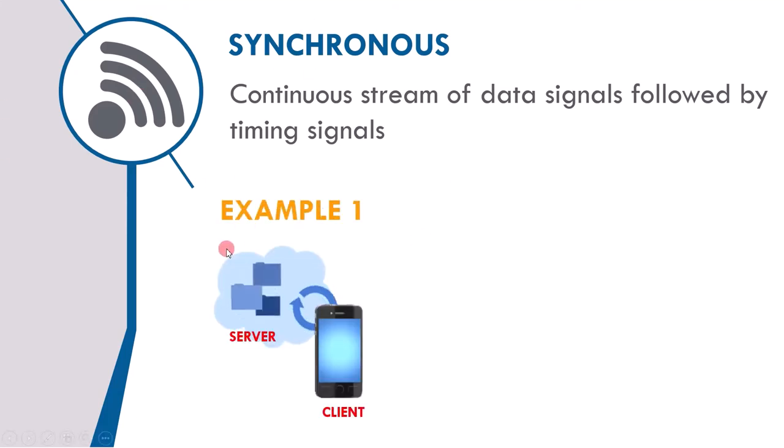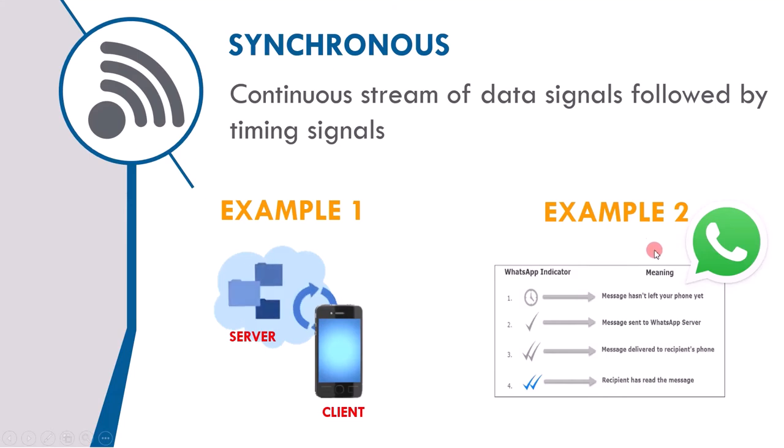Example 1. Suppose the client makes a call that goes to the server and waits until data is received, and then the response is sent back to the client. So here the calling function waits for the response before returning. Now let's see the second example. The client sends messages. This will go to the server and waits till the message is in any one of the states: sent, delivered, seen. Then it will return a response to the client about the status of the message.